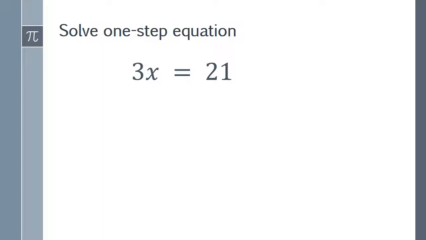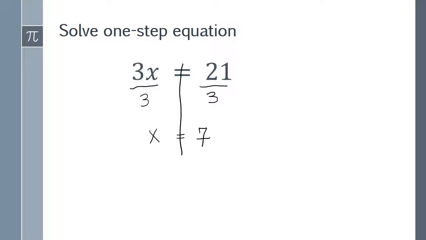So we're trying to solve this equation by looking at the operations that we have on the left side and what we can do to isolate the x by itself. We have 3 times x, which means we have multiplication. The inverse operation, or the opposite operation, of multiplication is division. So I'm going to divide both sides of the equation by 3, and I'm going to end up with x equals 7.